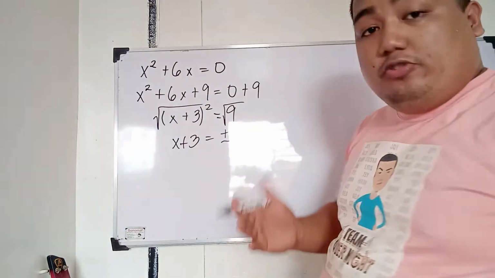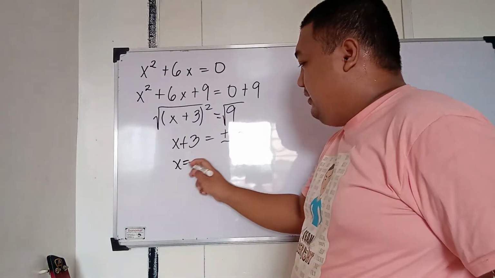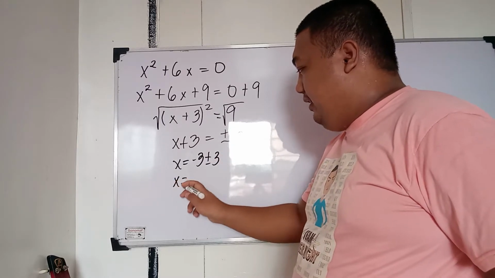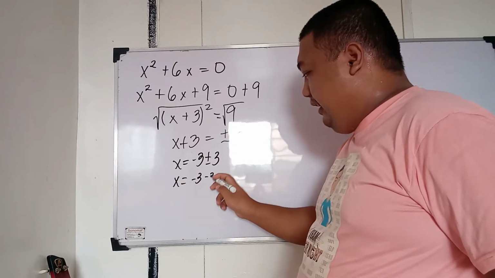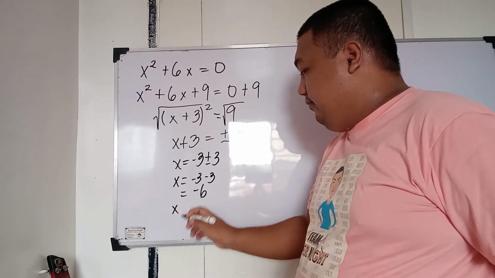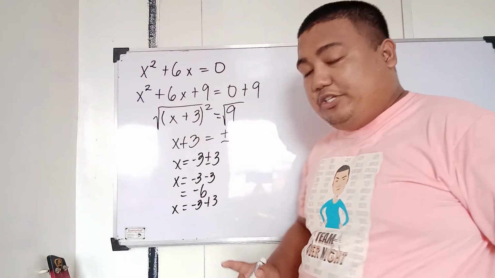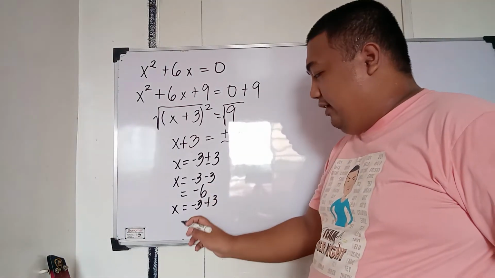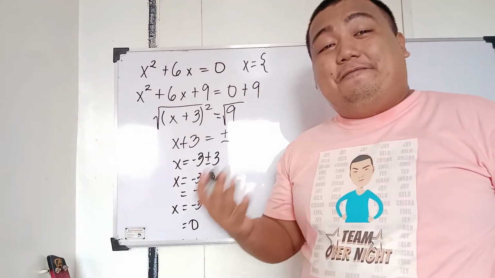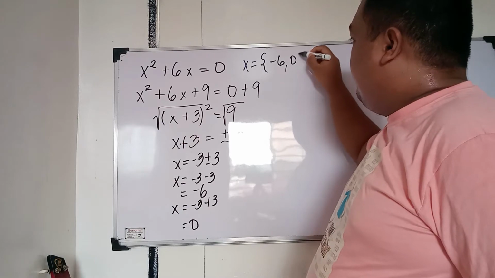Now, let's try to solve. So, we will put 3 on the other side. So, x equals negative 3 plus or minus 3. So, x equals negative 3 minus 3. That is negative 6. X equals negative 3 plus 3. Dahil plus or minus yan, dalawang equation tayo. Isang minus, isang plus. Okay? So, negative 3 plus 3, 0. So, it means our values of x are negative 6 and 0.